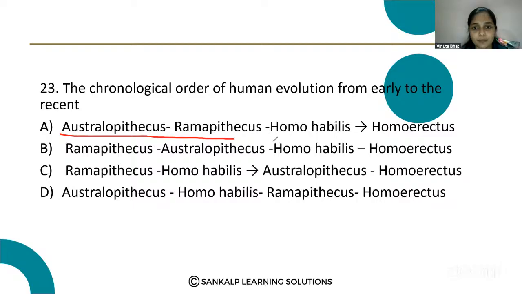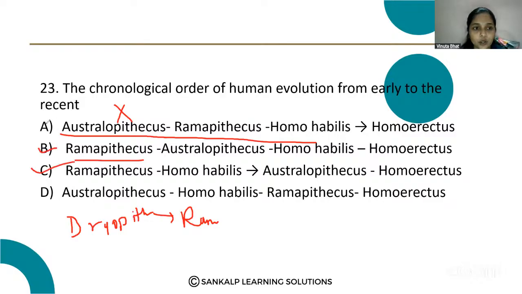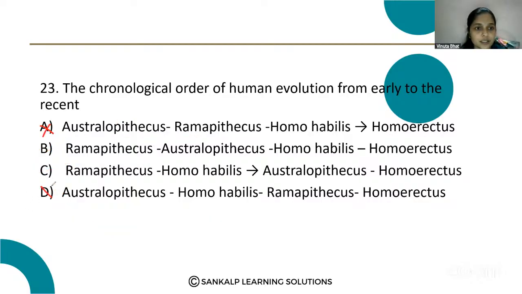Australopithecus, Ramapithecus. Here Australopithecus is not the earlier one. The earlier one, you know, is Dryopithecus, right? Dryopithecus option is also not there. So after Dryopithecus comes Ramapithecus. Ramapithecus is there in options B and C, so remove options A and D from the answer. Then Ramapithecus, after that Australopithecus. Yes, that is the correct one. Ramapithecus, Australopithecus, Homo habilis, Homo erectus.